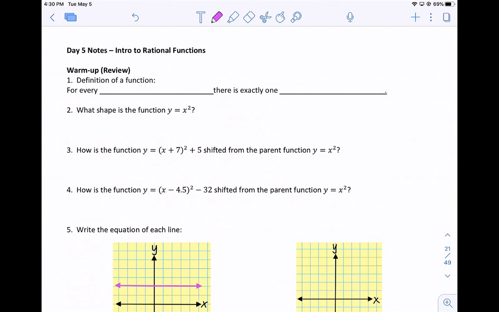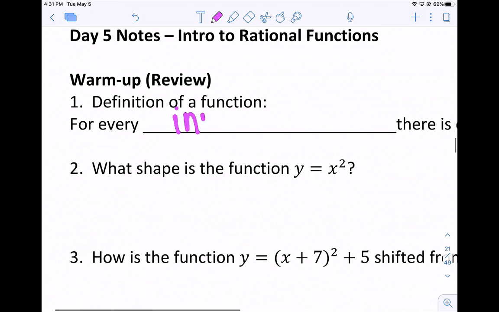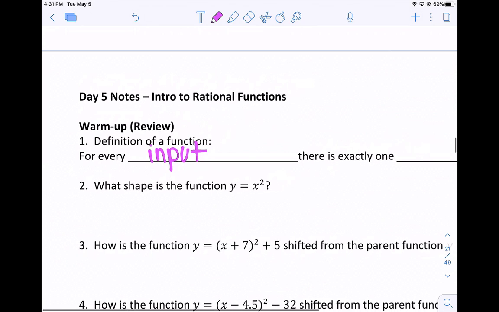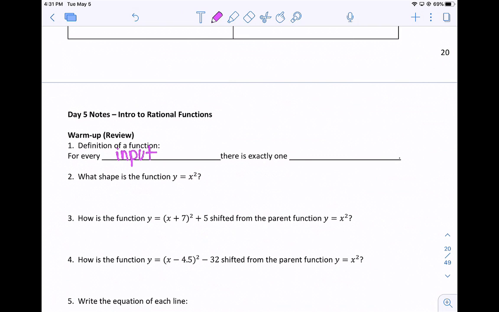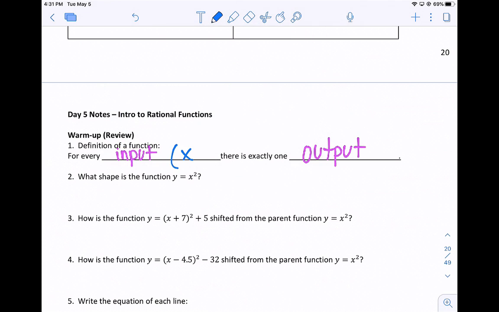Day 5 notes, Intro to Rational Functions. Warm up, which is review. Definition of a function. And we learned this in first semester, so hopefully you remember, for every input, there is only one or exactly one output. Another way to look at that is for every input x, there is only one output, which is the y value.